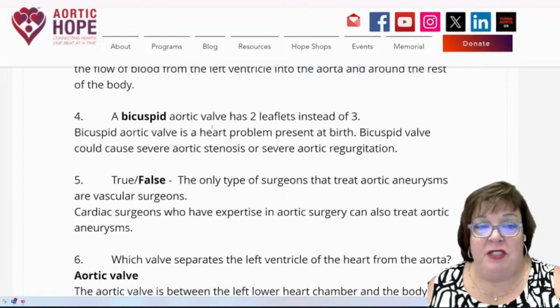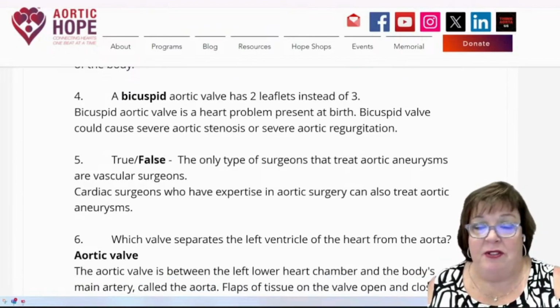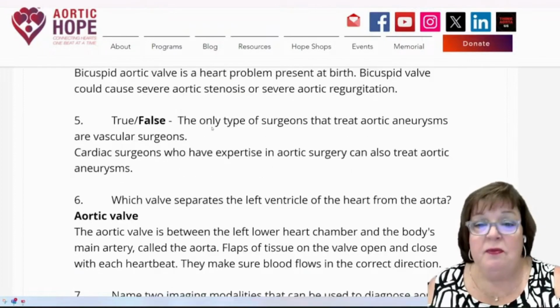True or false? The only type of surgeons that treat aortic aneurysms are vascular surgeons. Obviously, this is false. Cardiac surgeons who have an expertise in aortic surgery can also treat aortic aneurysms.